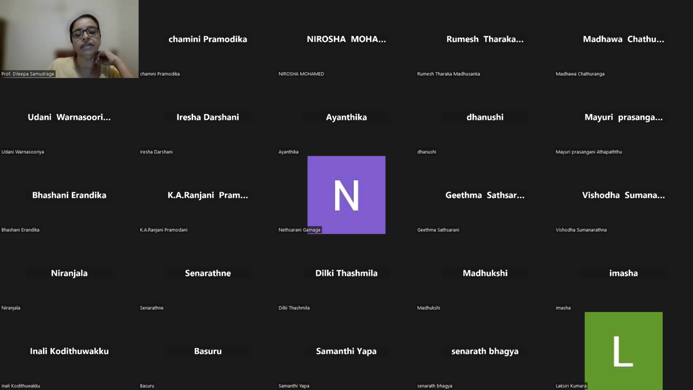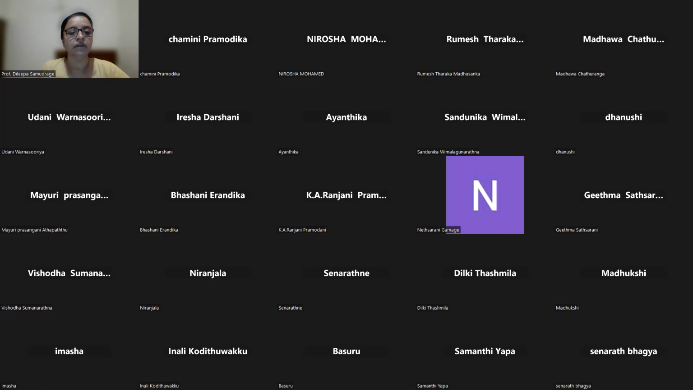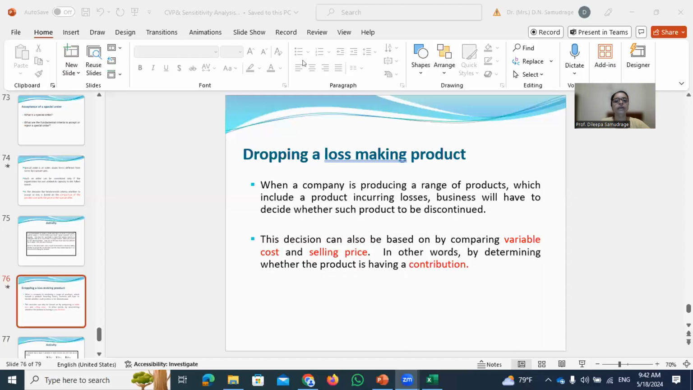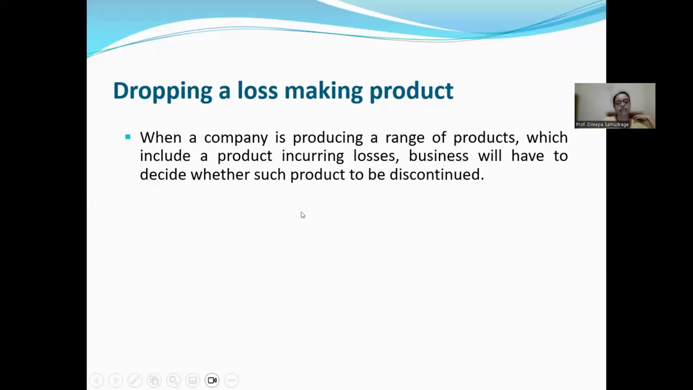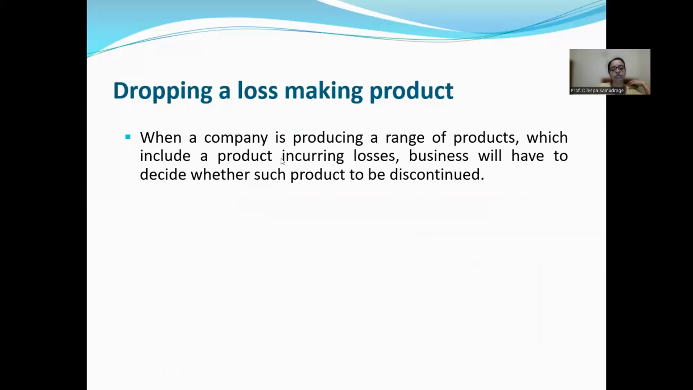Okay, so dropping a loss-making product is the next one. So here it says, when a company is producing a range of products which include a product incurring losses, the business will have to decide whether such a product is to be discontinued.